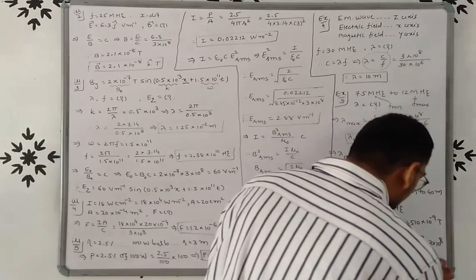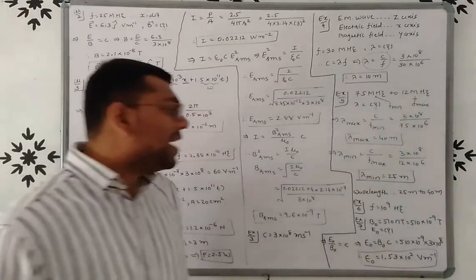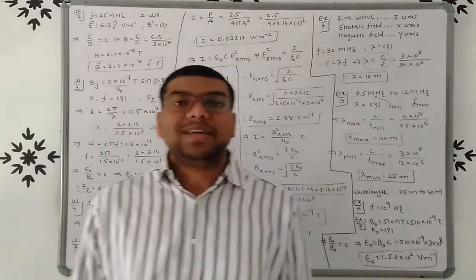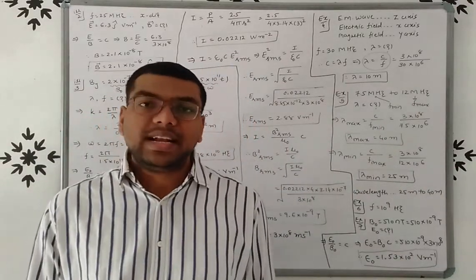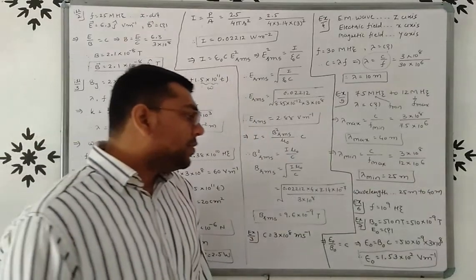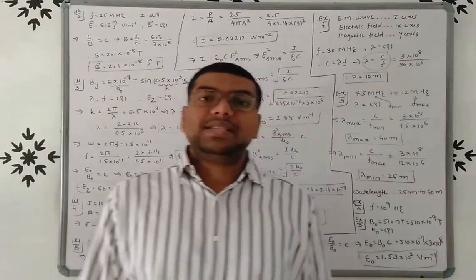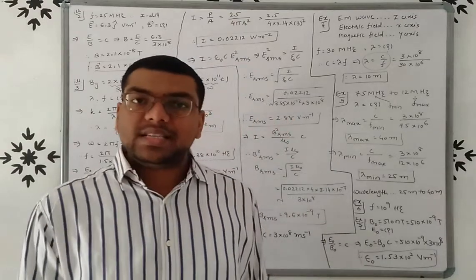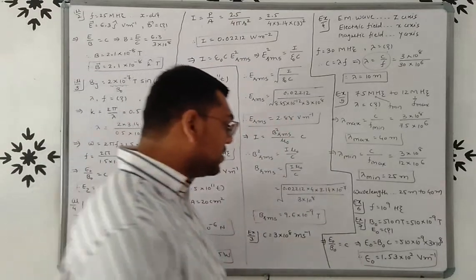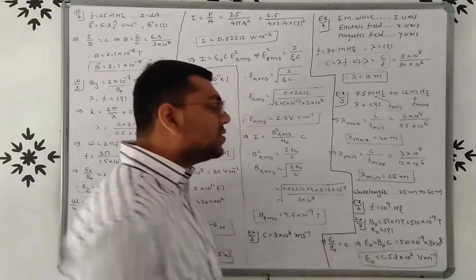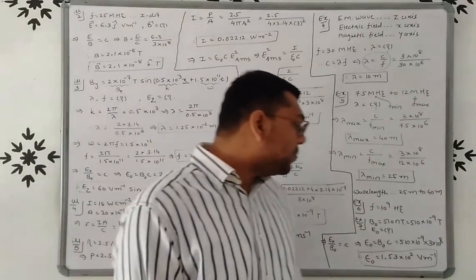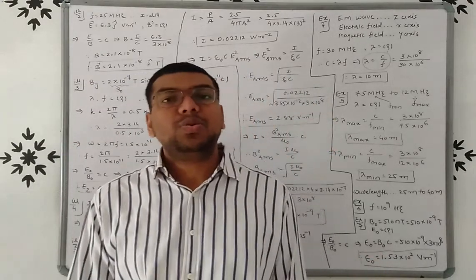Right? So here we know the value of B0 510 nanotesla. So 510 into 10 raised to minus 9 Tesla. We have to find out amplitude of electric field. So we know that E by B is equals to C, or you can say E0 by B0 is equals to C. So E0 is C into B0. So we get E0 1.53 into 10 raised to 2 volt per meter.